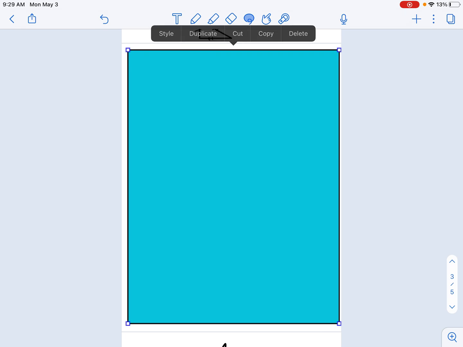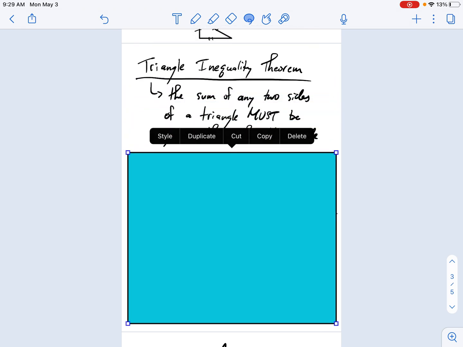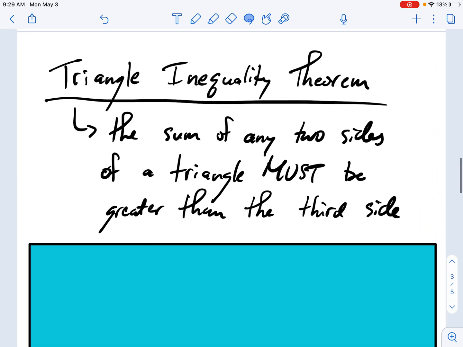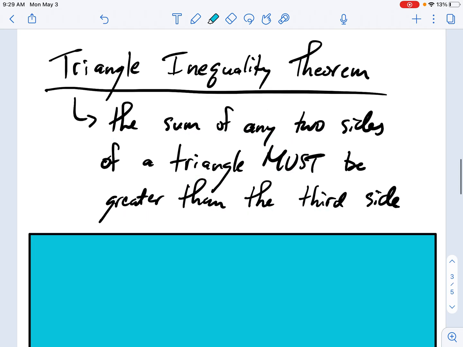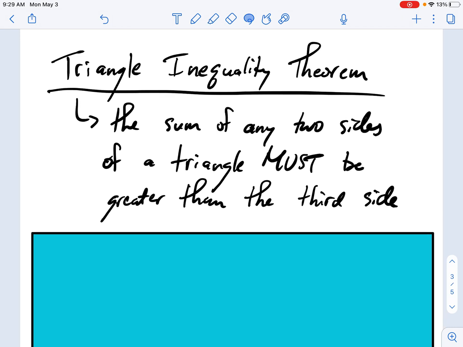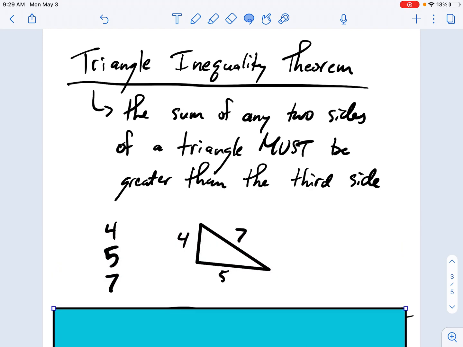All right. Next, we're going to be going over the triangle inequality theorem. And this is about what the length of the sides can be for a triangle. And what this says is the sum of any two sides of a triangle must be greater than the third side length, okay? The sum of any two side lengths of a triangle must be greater than the third side length. If it is not greater, then it is not a triangle.